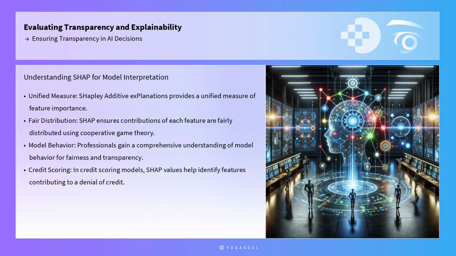In addition to LIME, Shapley Additive Explanations is another tool that provides a unified measure of feature importance. SHAP leverages cooperative game theory to attribute a model's output to its input features, ensuring that the contributions of each feature are fairly distributed. By using SHAP, professionals can gain a more comprehensive understanding of model behavior, which is critical for ensuring fairness and transparency. For instance, in credit scoring models, SHAP values can help identify features contributing to a denial of credit, thereby allowing for corrective measures to be implemented if bias is detected.